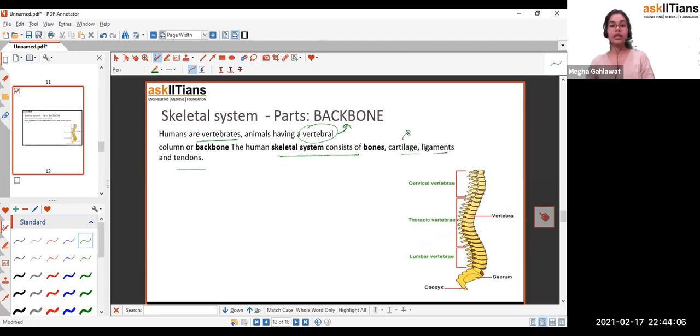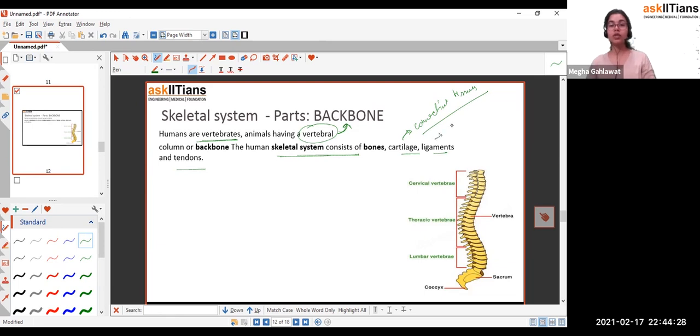Let's see. Cartilage is a type of connective tissue of our body, which helps in connecting a lot of parts of our body. Cartilage is present on our nose tip, on the ears, and in the larynx, which is the voice box of our body.